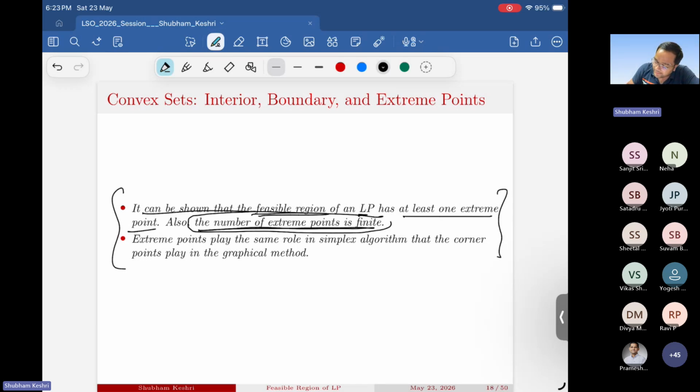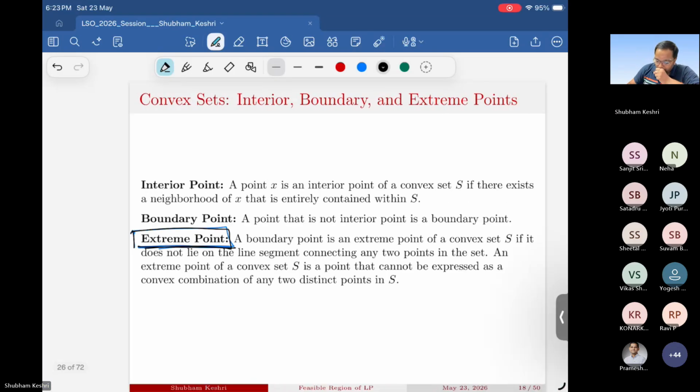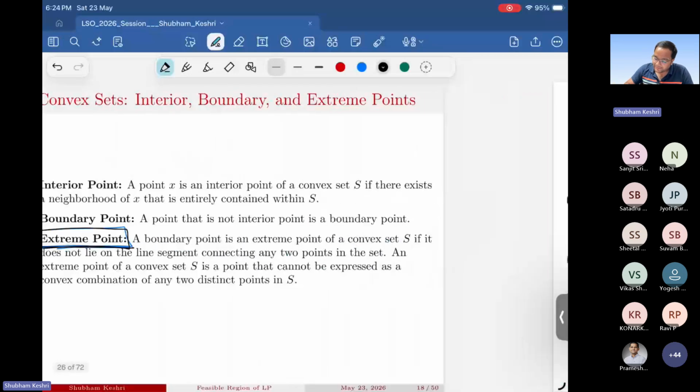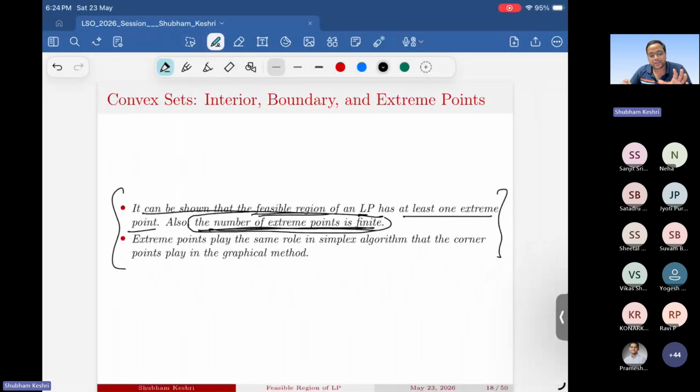Why is this important? When we design an algorithm, we have to know. Suppose we are using a similar kind of algorithm to the one we saw for the graphical method. In the graphical method, we told you that we have to compare the values at the corner points. If the corner points are infinite, we will not be able to identify all the corner points and obtain the objective function value. So this statement tells me that you will only have a finite number of corner points. Also, the extreme point plays the same role in the simplex algorithm as the corner point plays in the graphical method. Is it clear?